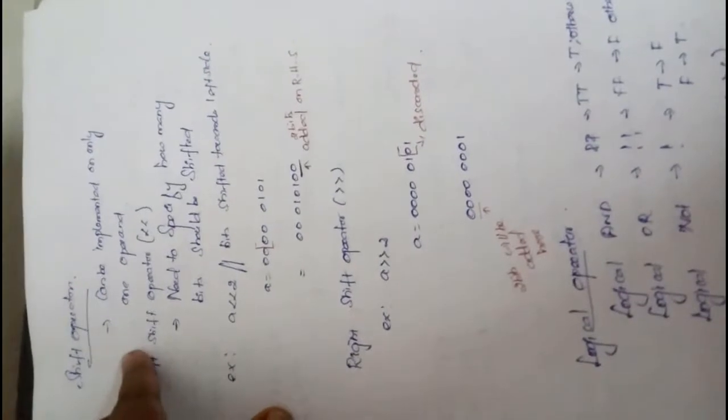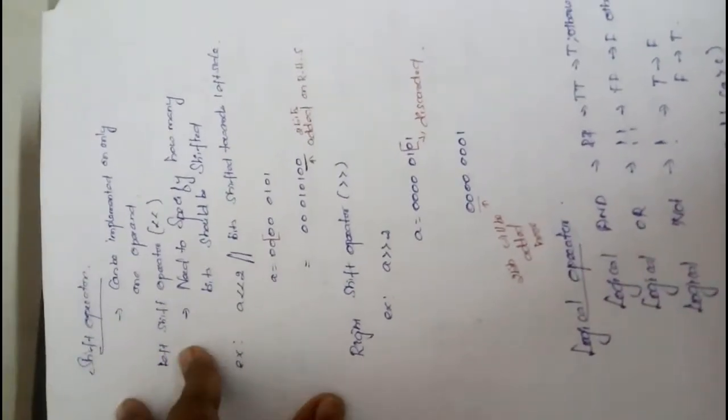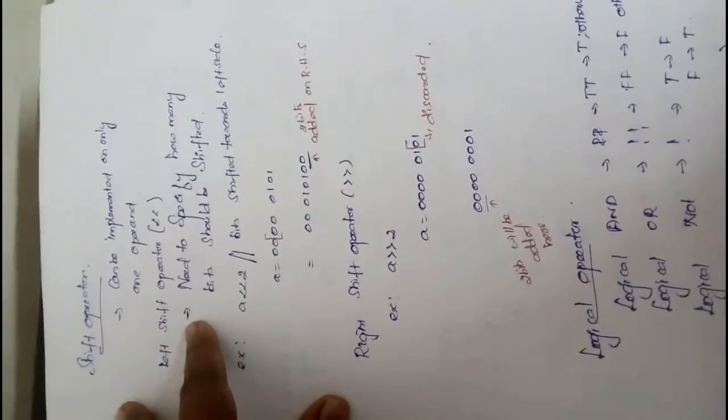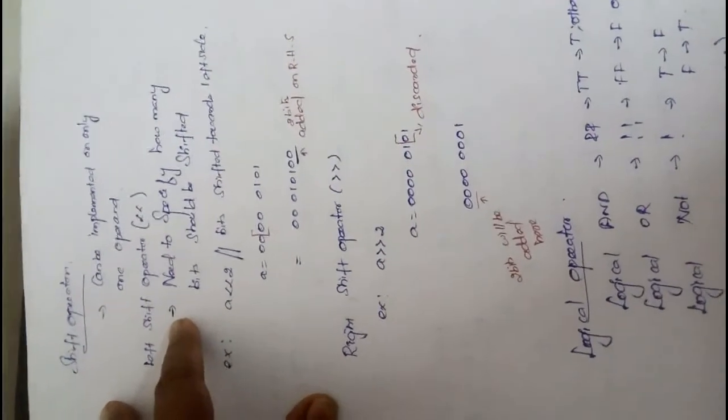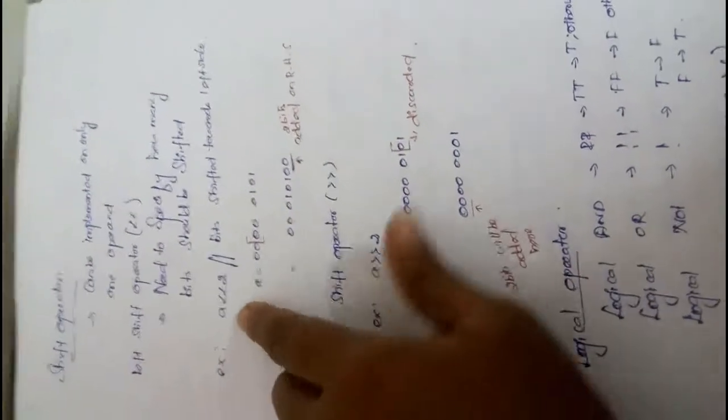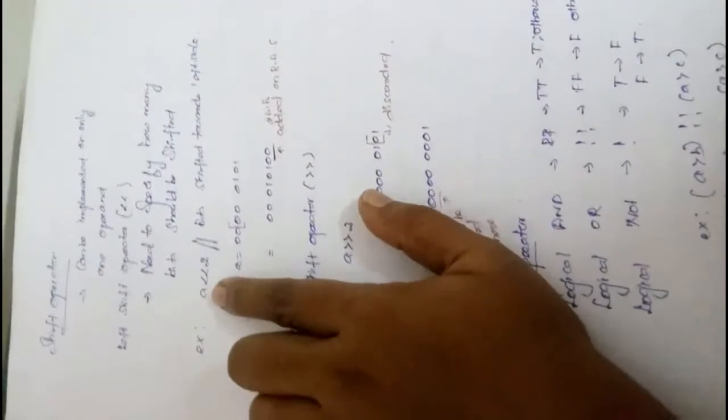Okay, next one is the shift operator. The shift operator can be implemented only on one operand. So there are two operators: left shift operator and right shift operator. For the left shift operator, we need to specify how many bits should be shifted, right? So here A left shift 2. The value of A is already stored as 5, right?